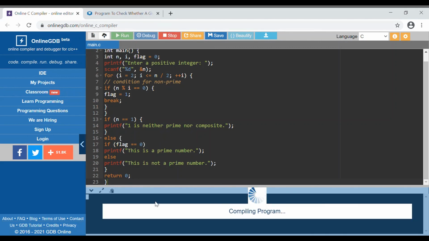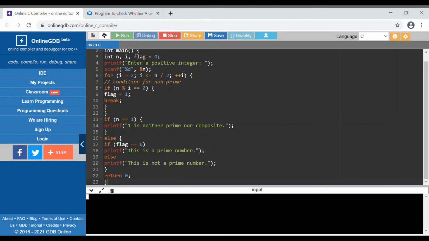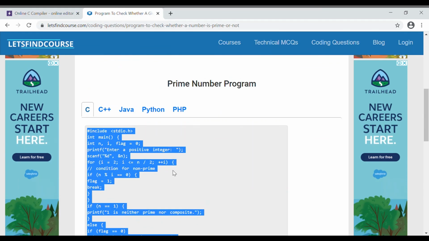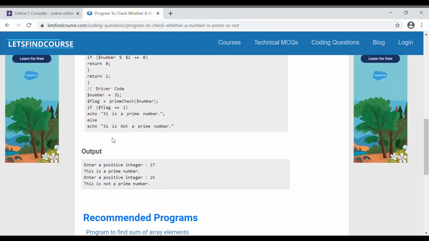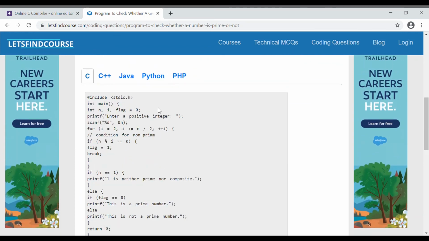So let's check another example. This time we pass 10, which is not a prime number, and we get the output that this is not a prime number. I hope you understand the concept of prime numbers and its code. You can check the code in C++, Java, Python, PHP also here. I will put a link to these codes in the description. You can check it out.